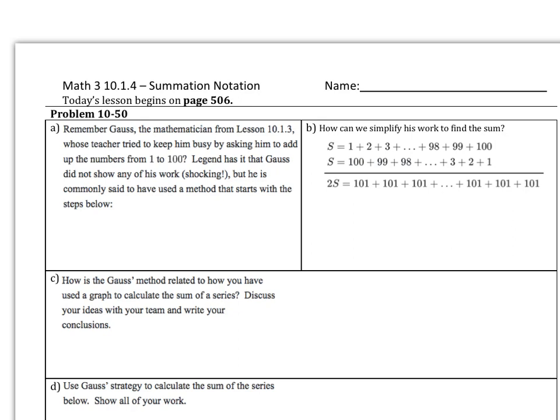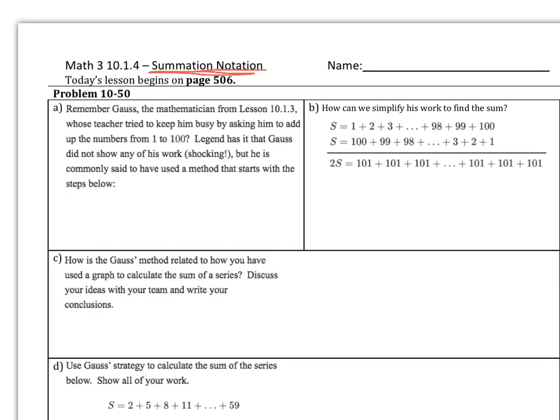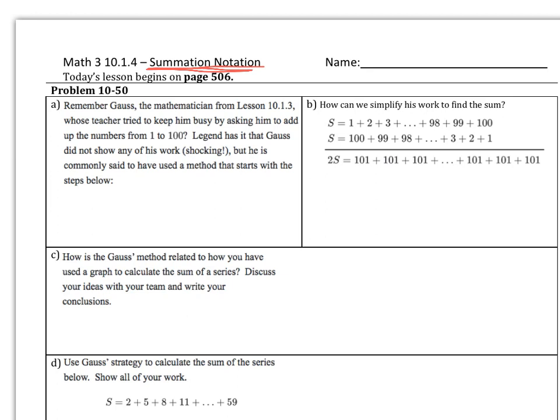All right, hi everybody. We are going to do this lesson on 10.1.4, which is on something called summation notation. So that's what the focus is on. We're going to actually start by going back to the problem about Gauss, that mathematician who quickly added up all of the numbers from 1 to 100. So we're going to revisit that problem right here in 10.5.0 Part A.